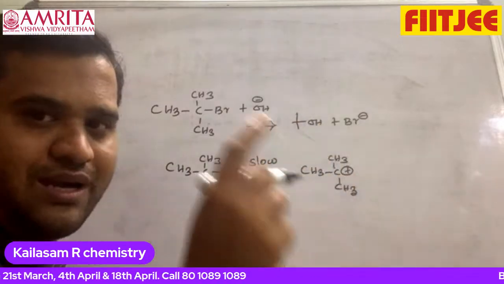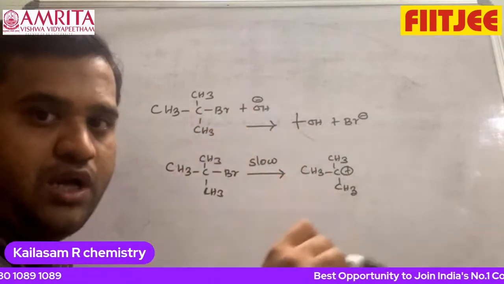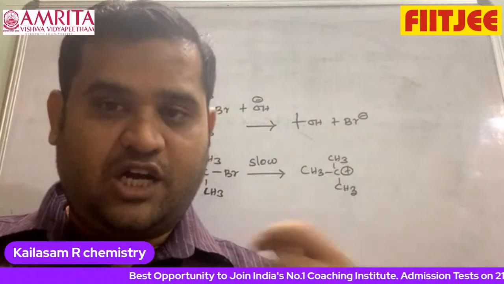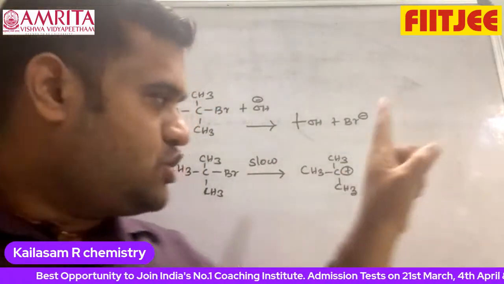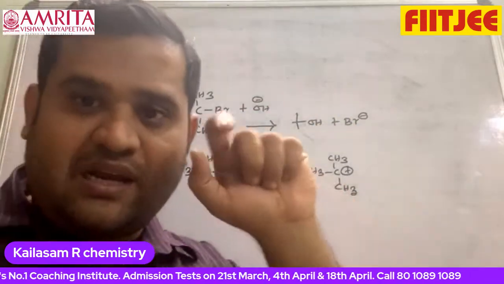The slow step is what? A rate determining step. So in the slow step, what species are involved? In the slow step, whatever species is involved, only that we have to consider, because this only decides the rate of reaction. The slow step is the rate determining step.